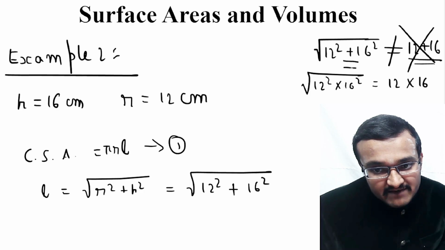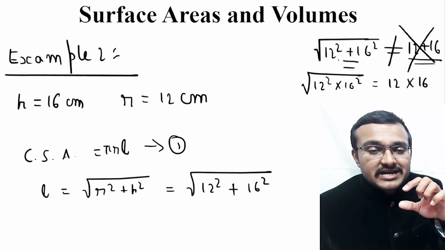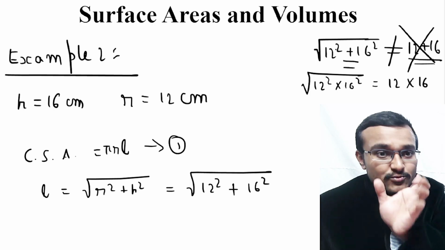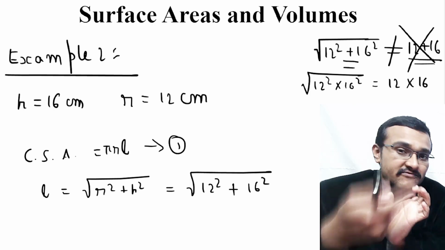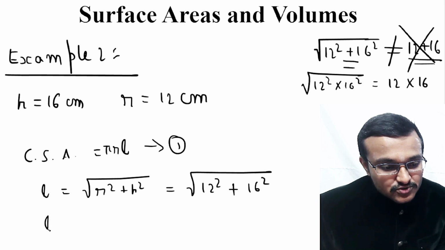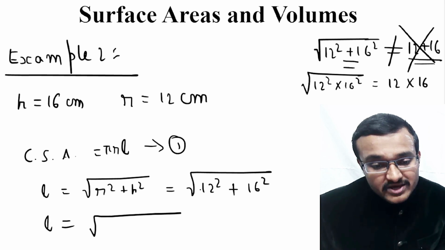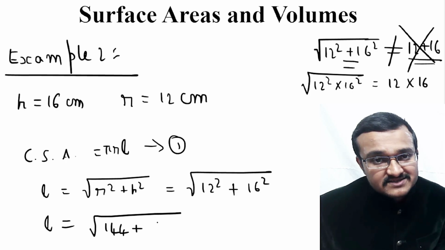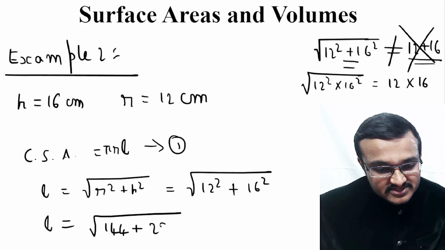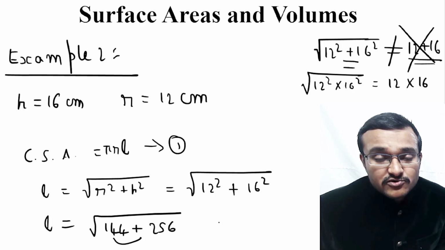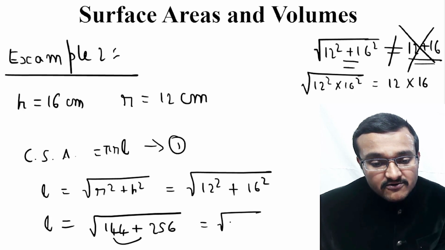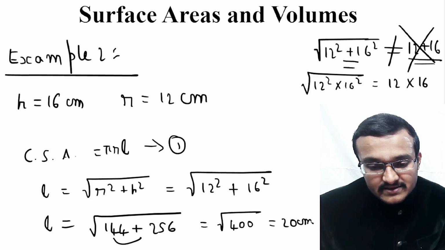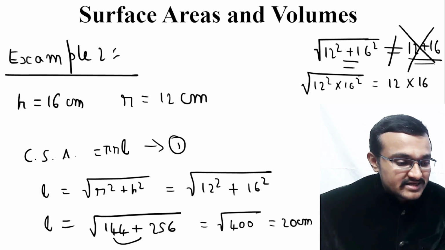But here we have 12 square plus 16 square. So that means here you have to take the square of 12 and square of 16, add them together, whatever value you get, you should take square root of that particular value. So first we have to calculate square of 12, that is 144, and square of 16, that is 256. So now you have to add 144 plus 256, that is nothing but 400. So 400 square root is 20 centimeter. So now L value is 20 centimeter.